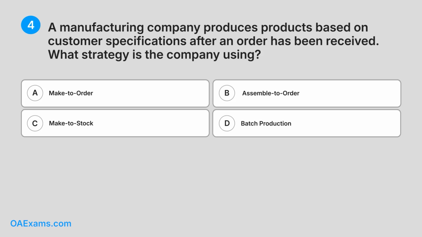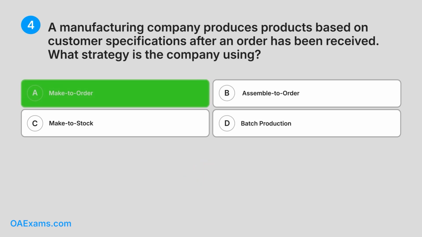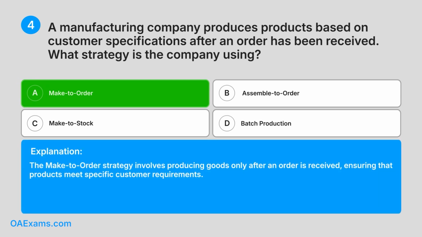A. Make to order. B. Assemble to order. C. Make to stock. D. Batch production. What do you think is the answer? Correct answer. A. Make to order. Explanation. The make-to-order strategy involves producing goods only after an order is received, ensuring that products meet specific customer requirements.